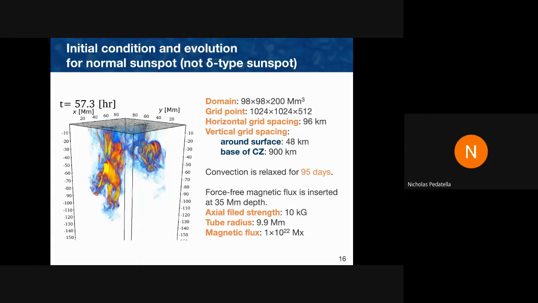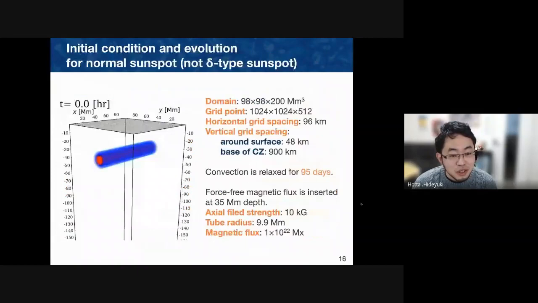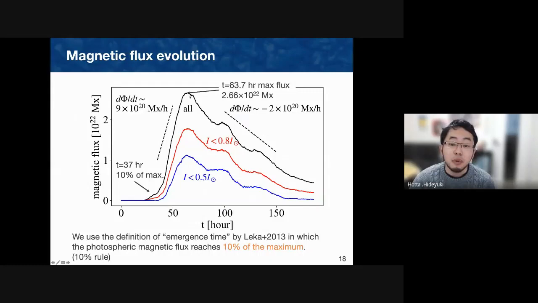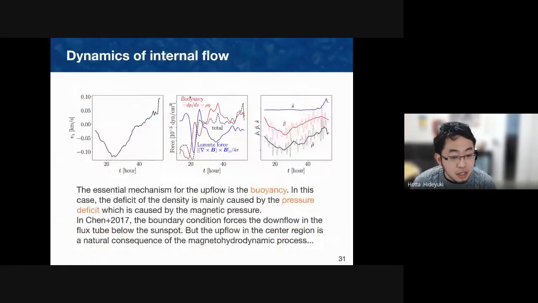Okay, so this is a very interesting question. Sunspot decay starts at 63.3 hours, and the upflow starts right here. So before the decay starts, the upflow is observed. Thank you.